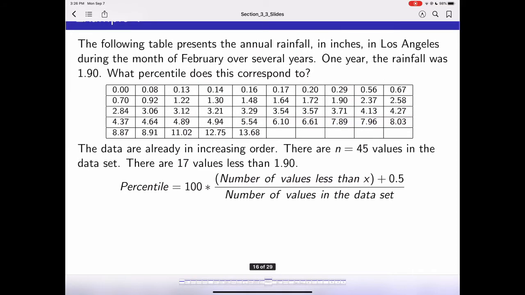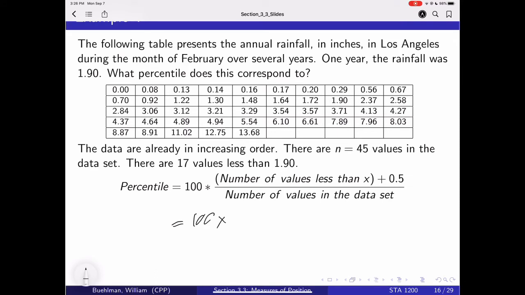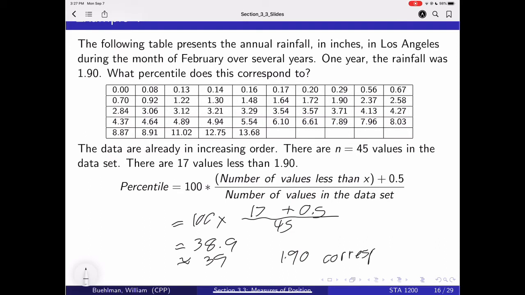So it's going to be equal to 100 times the number of values less than x in the data set, which was 17, plus 0.5 divided by the number of values in the data set, which was 45. When we calculate this, we get 38.9, which when we round is 39. So 1.90 corresponds to the 39th percentile.